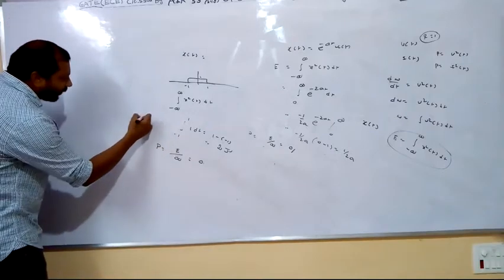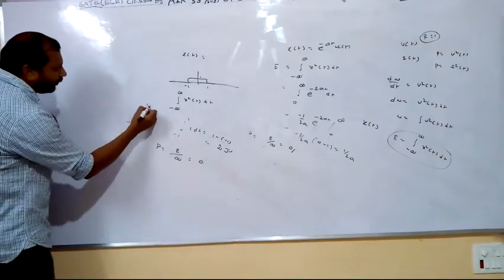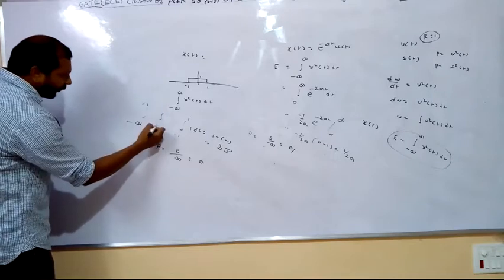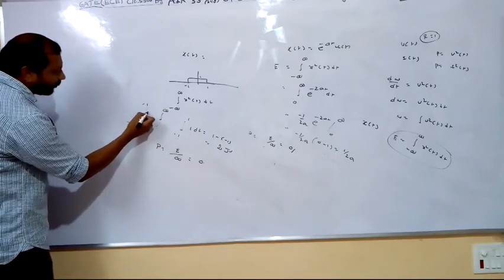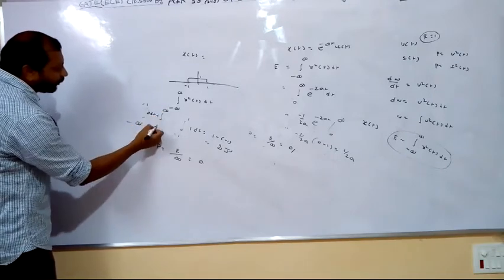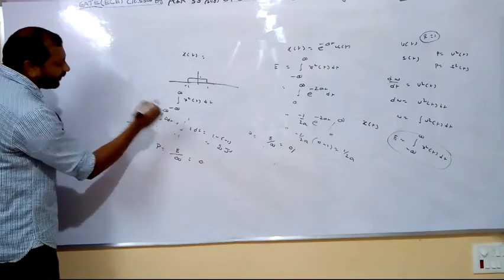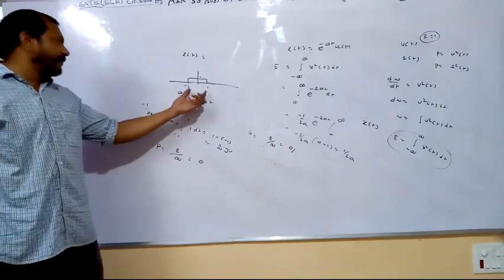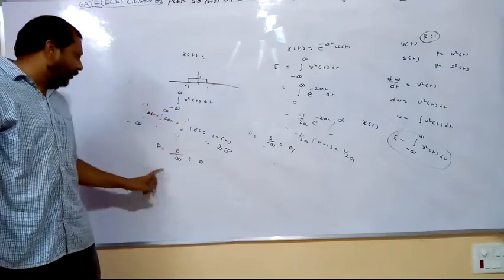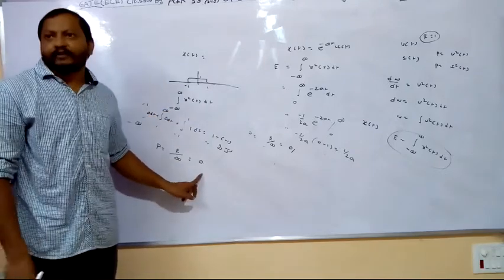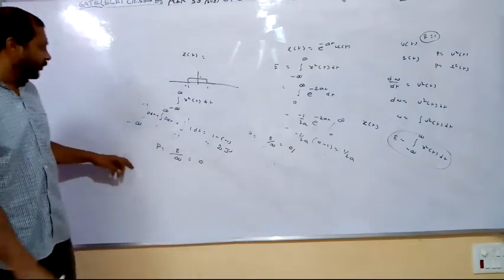So indirectly, I am splitting this integral: from minus infinity to minus 1, this value is equal to 0, and from 1 to infinity, this value is equal to 0. Don't consider it like that, as the signal exists only from minus 1 to 1, and power is equal to energy by 2. Okay, don't try to do it here.